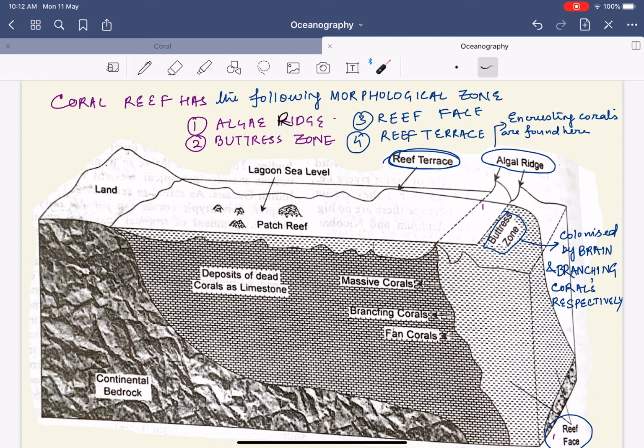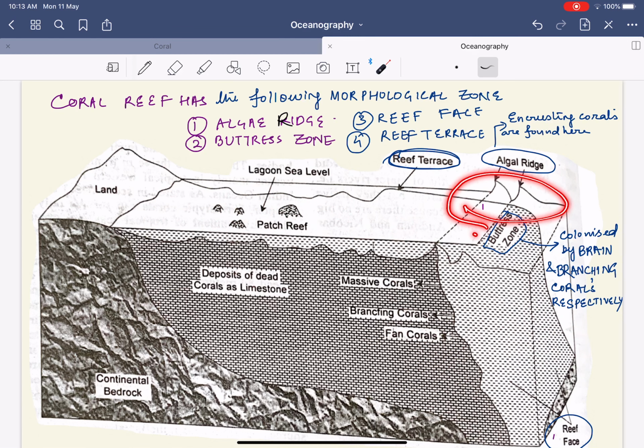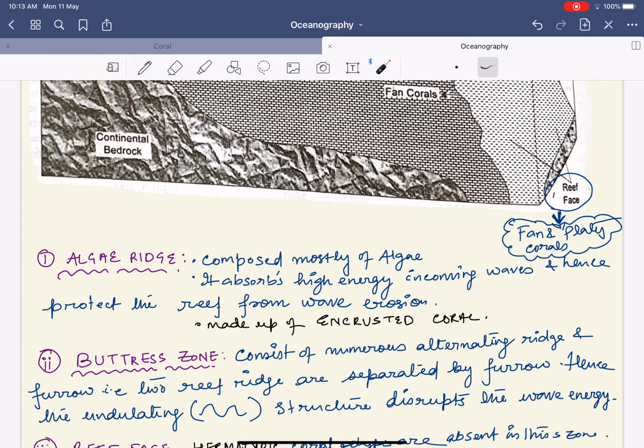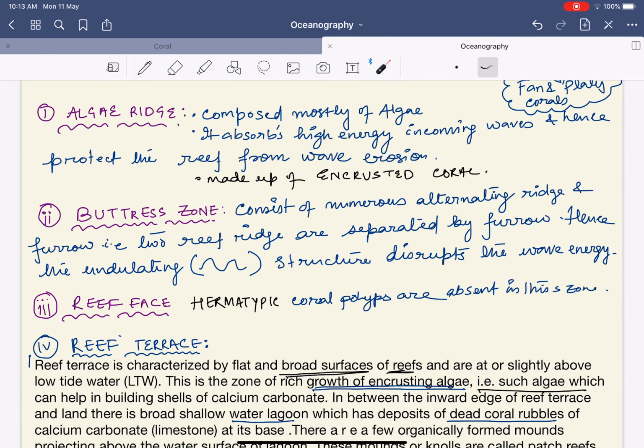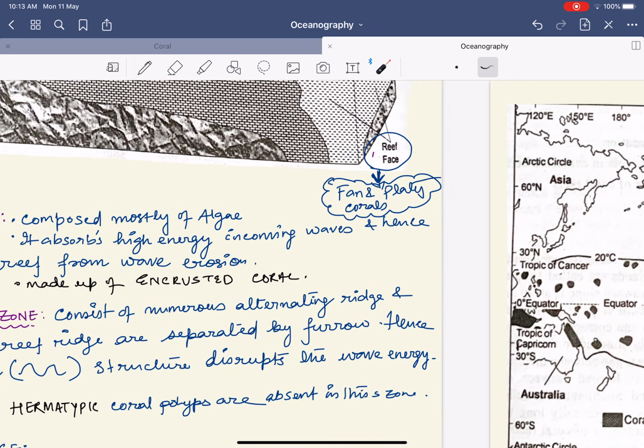Reef face is located at the bottom, hence no corals. See, this is your algal ridge and this is your buttress zone. Over here there is coral, but this area also helps to absorb the incoming energy of the sea waves, hence protects the reef behind this region from excessive erosion. This is all that I have written. Please go through it. Next, let's move on.